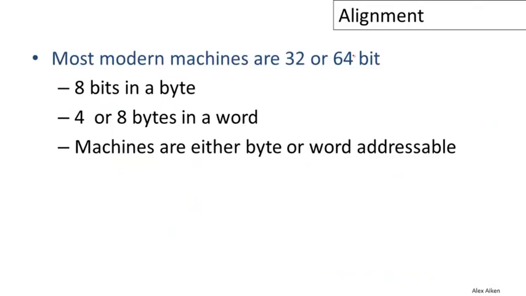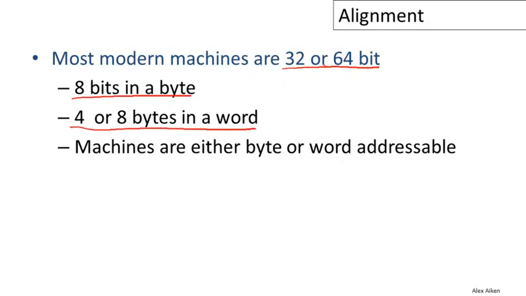First, let's review a few properties of contemporary machines. Currently, most modern machines are either 32 or 64-bit, meaning they're either 32 or 64 bits in a word. And the word is actually subdivided into smaller units. We will say that there are 8 bits in a byte, and then 4 or 8 bytes in a word, depending on whether it's a 32 or 64-bit machine.